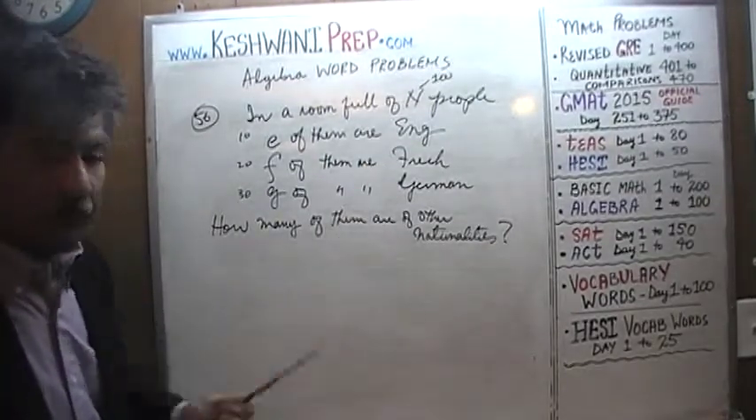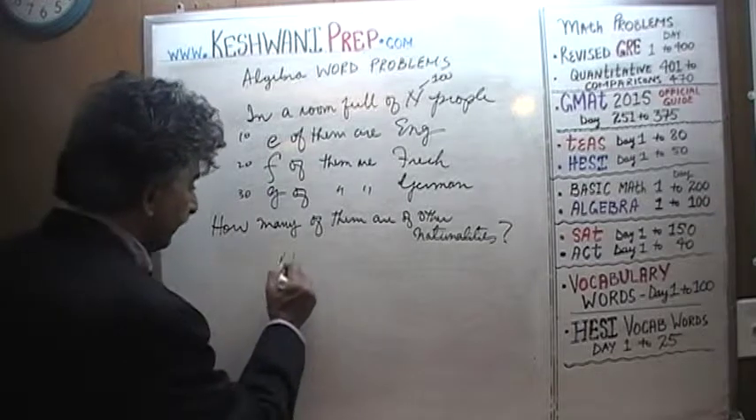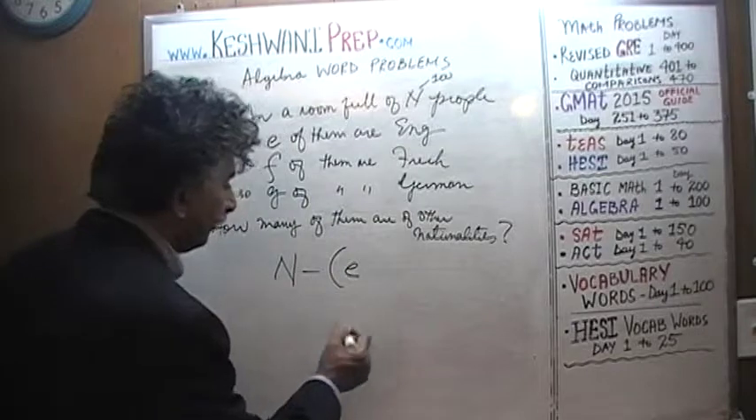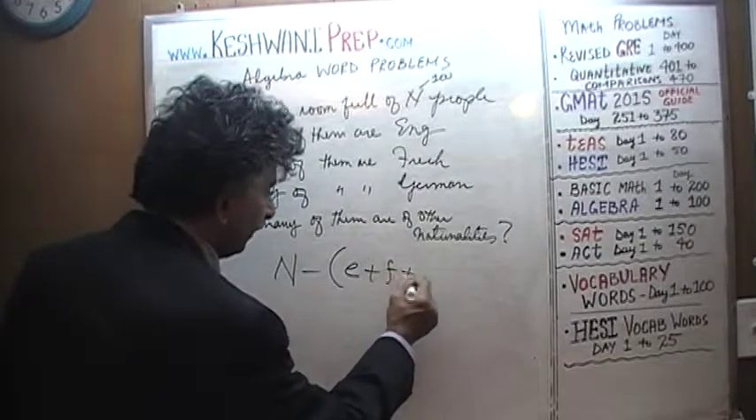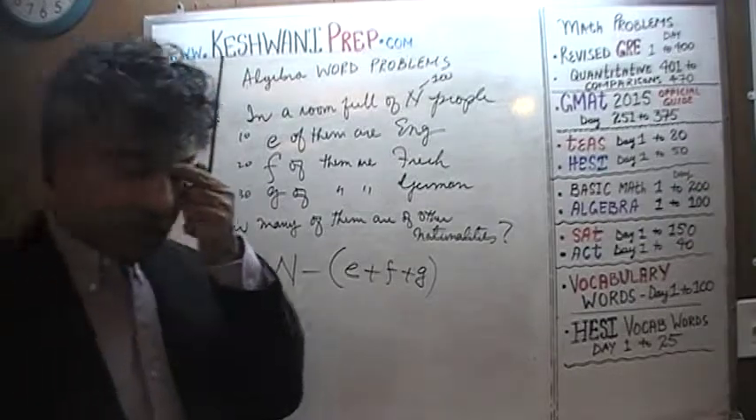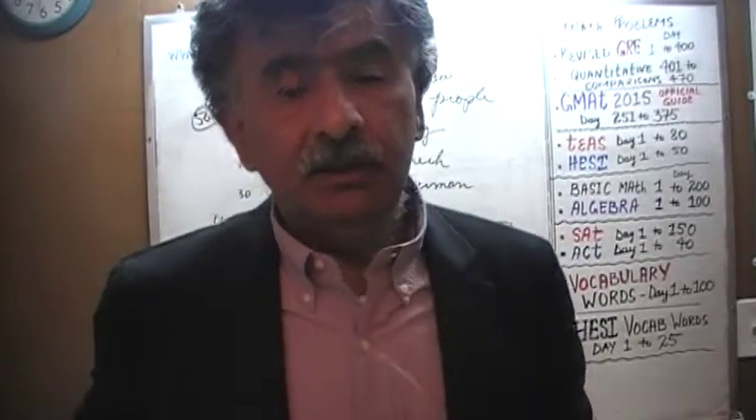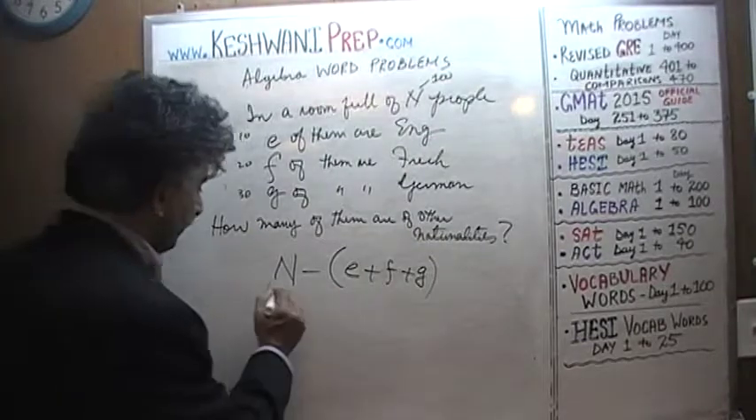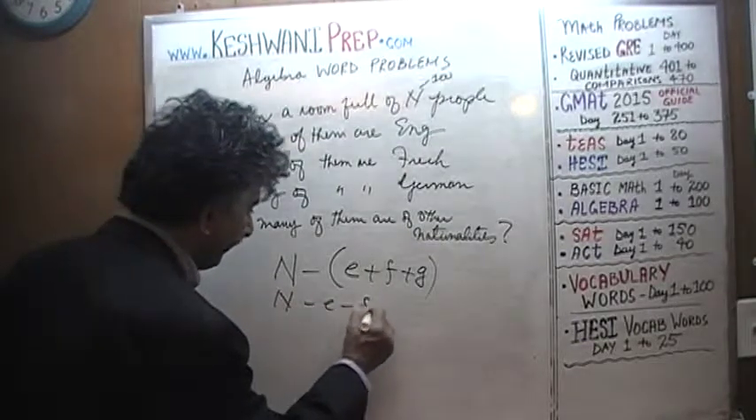How many of them are of other nationality? It's very simple. We take the total number of people and we subtract from it the number of people who are English, the number who are French, and the number who are German. That's it, you're done. The answer is N minus (E plus F plus G). Or if you want to open the parentheses, it will be N minus E minus F minus G.